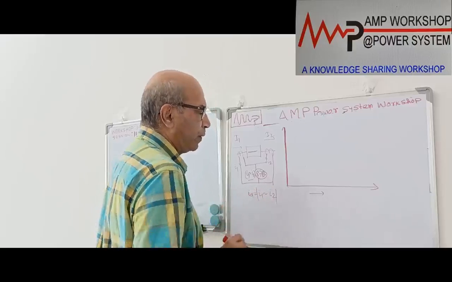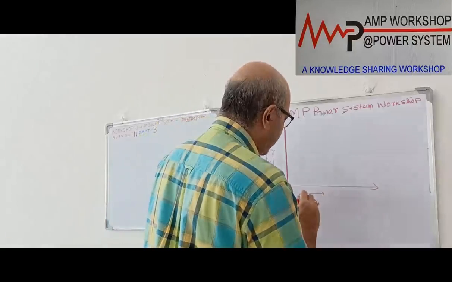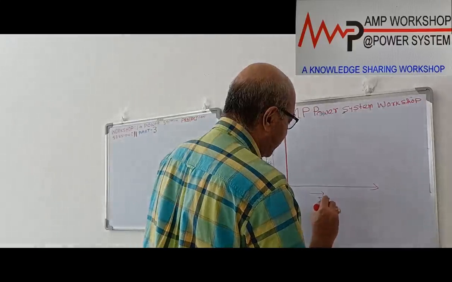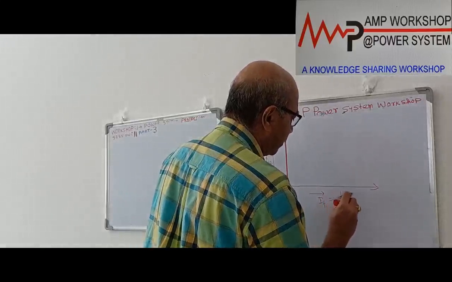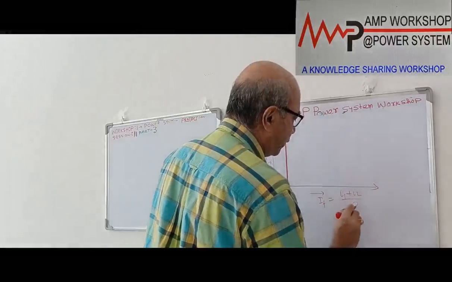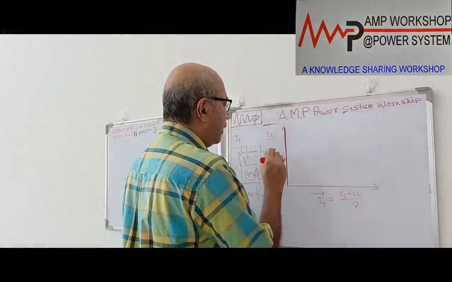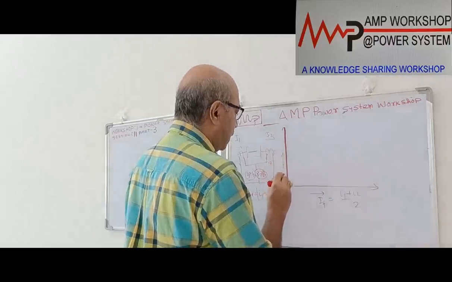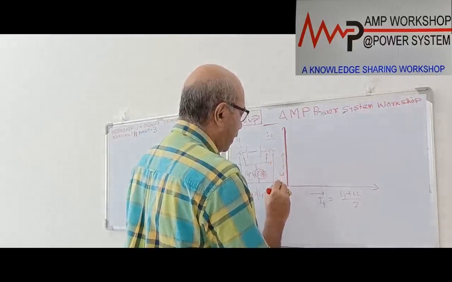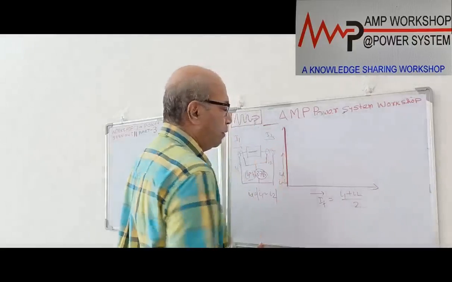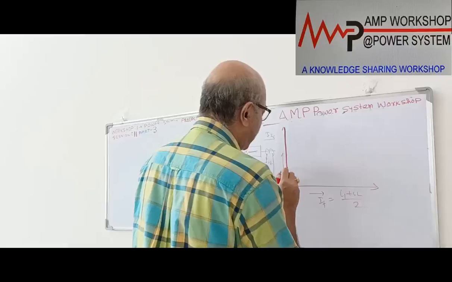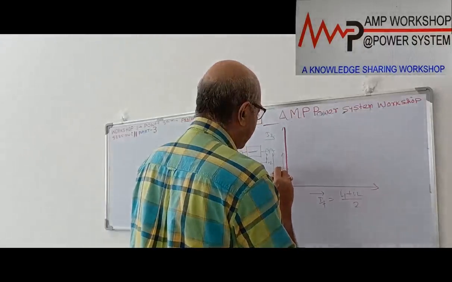It is better to take the modulus value of this. Now this side we are putting the fault current IF, equal to I1 plus I2 by 2, the average of this, and this side we are drawing the I differential, that is I1 minus I2. If this is the way, then suppose the pickup setting is 10%.